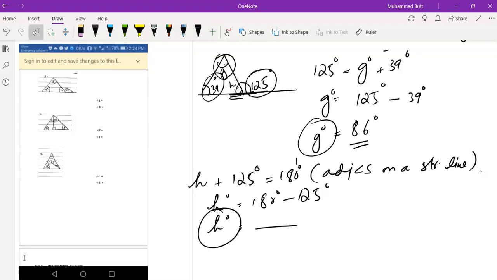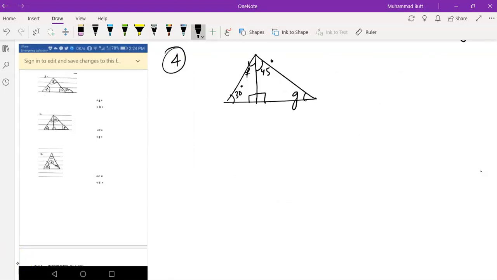If you know the properties of the triangle and the properties of the angles which we have done before, you can easily solve every question. Now we'll discuss question number 4.